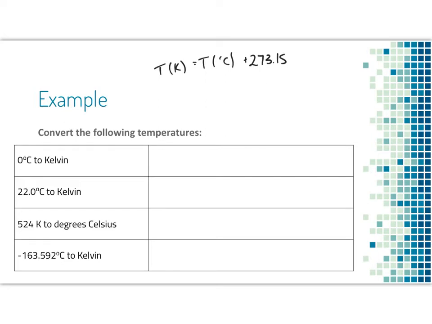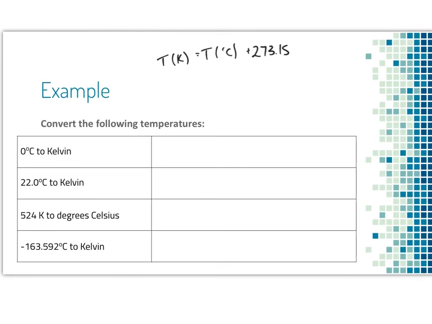So first one, 0 degrees Celsius to Kelvin. So it's 0 degrees Celsius plus 273.15 is equal to 273.15 Kelvin. Now, technically, remember, for significant digits, when we are adding something with decimals, we choose the lowest number of decimals. So because 0 degrees has no decimals, we're going to round this to 273 Kelvin.